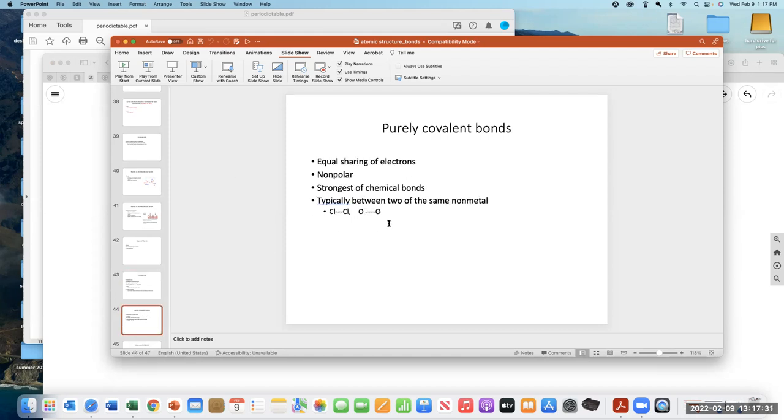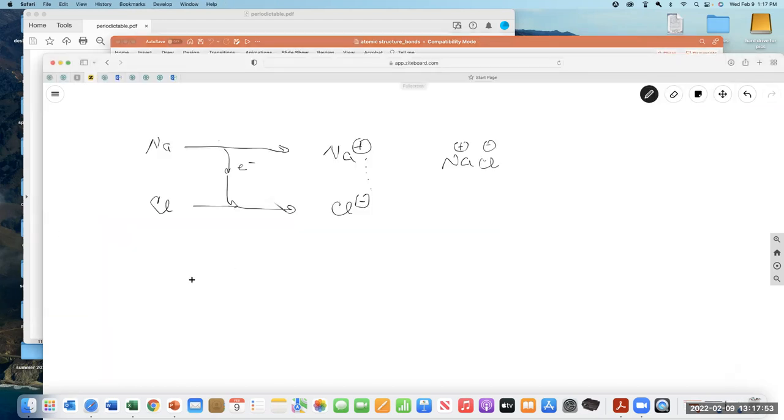There we go. Purely covalent bonds are equal sharing of electrons. All right. So they are nonpolar. They're the strongest of chemical bonds, and they're typically between two of the same nonmetal. Now, to give you an example, if we look at chlorine, let's go back to here. Chlorine has in its outer level, we'll just say, seven electrons.